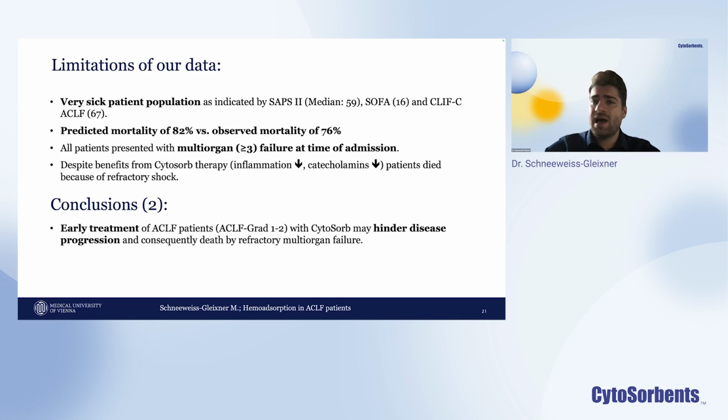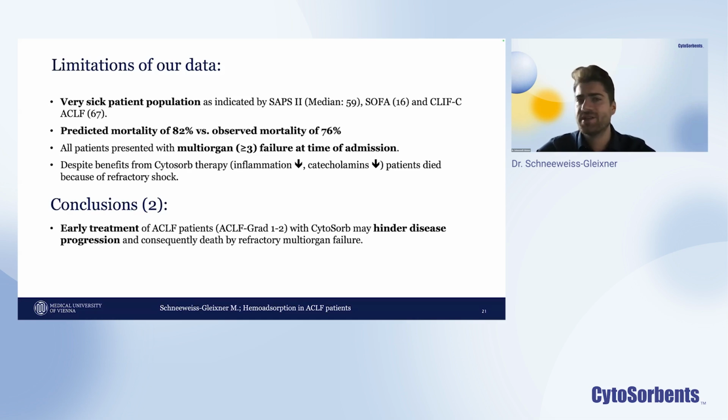Our data are not without limitations, and I think besides the retrospective design, one of the main limitations is that we included only very, very sick patient populations, as indicated by the various ICU-specific scoring systems like the SAPS-2, the SOFA, or the CLIF ACLF score. So overall, the predicted mortality of our patients was over 80%, and our observed mortality with 76% is nearly the same. So we didn't have any benefit here.